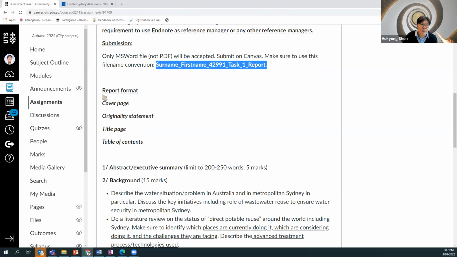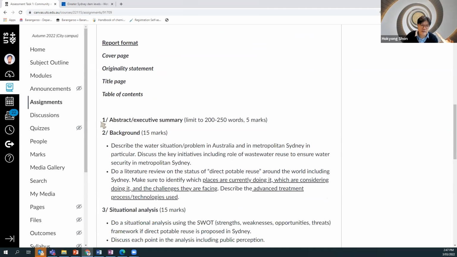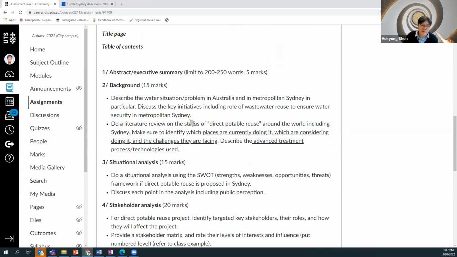And then the report format: cover page, originality statement, title pages, table of contents. So what's the abstract? Background: you need to describe the water situation problem in Australia and metropolitan Sydney in particular. Discuss the key initiatives, including the role of wastewater reuse to ensure water security in metropolitan Sydney.